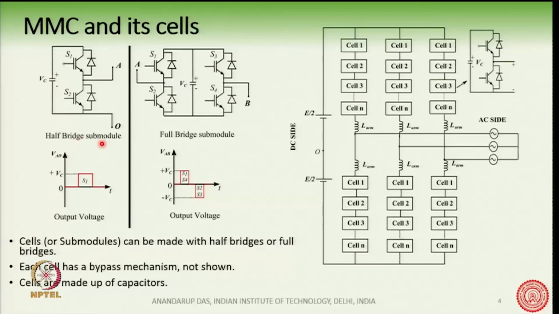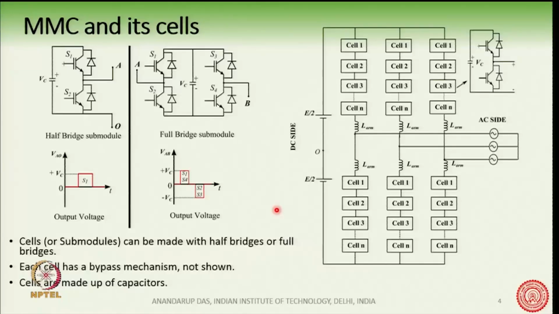So these half bridge and full bridge submodules can be used, either the half bridge or the full bridge variety. Inside cell 1, cell 2 or cell 3, either the half bridge or the full bridge is used. When do we use half bridge and when do we use full bridge? We will understand it a few slides later.